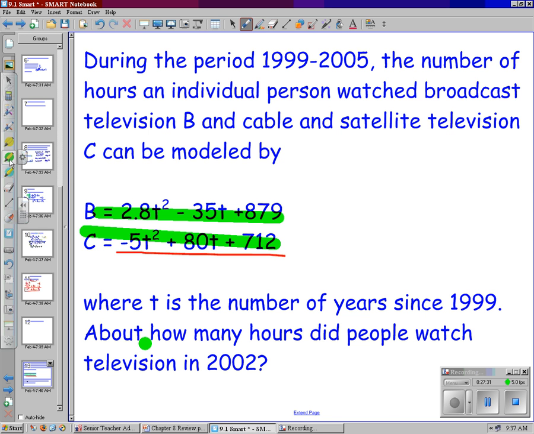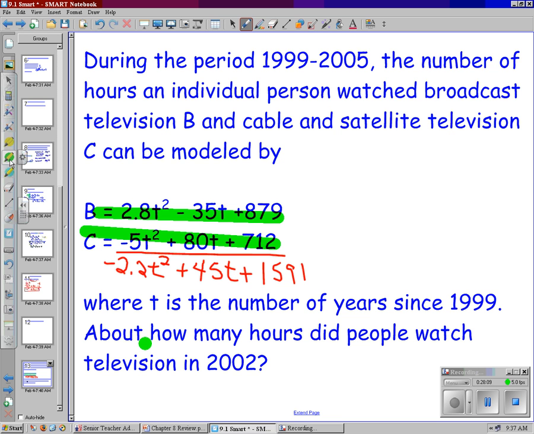2.8 and a negative 5. Allie? Negative 2.2 t squared. Negative 35 and a positive 80. Positive 45? You guys agree with that? Okay. 879 plus 712. 1591. Okay, so that's the two added together.